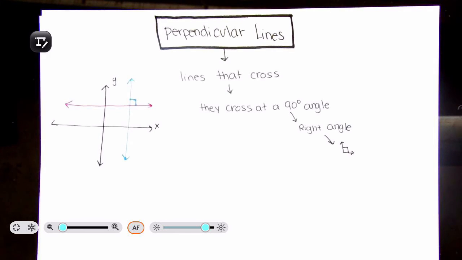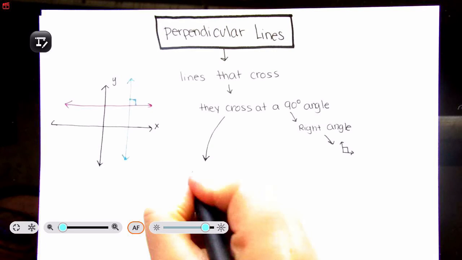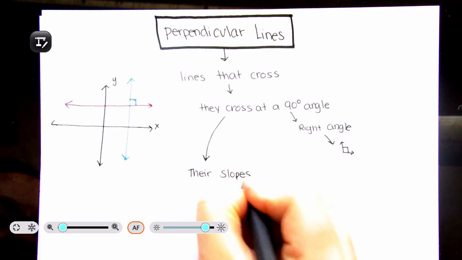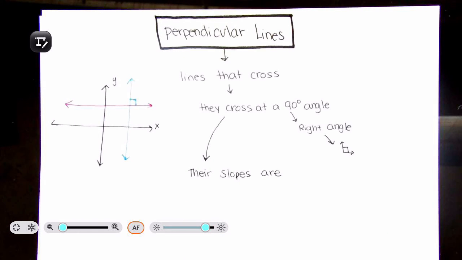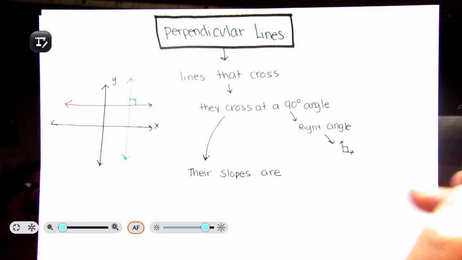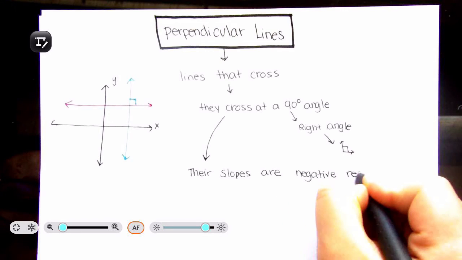I apologize for that. All right, so not only do perpendicular lines meet, they meet at a very specific angle, at a 90-degree angle, which means what for their slope? Because they meet at a 90-degree angle, their slopes are different. They have to be different because the rate of change, rise over run, is not the same because they actually do meet. So their slopes are negative reciprocals.